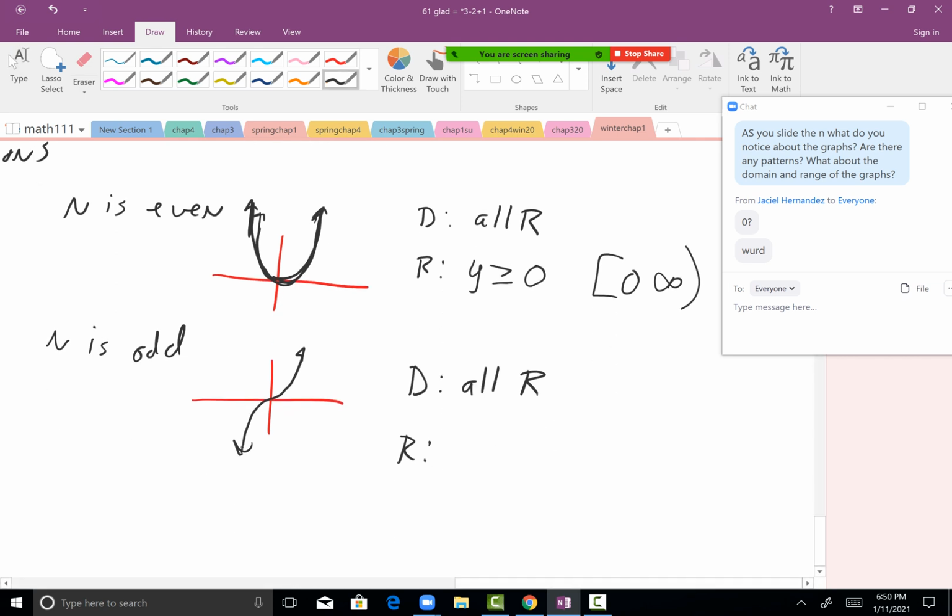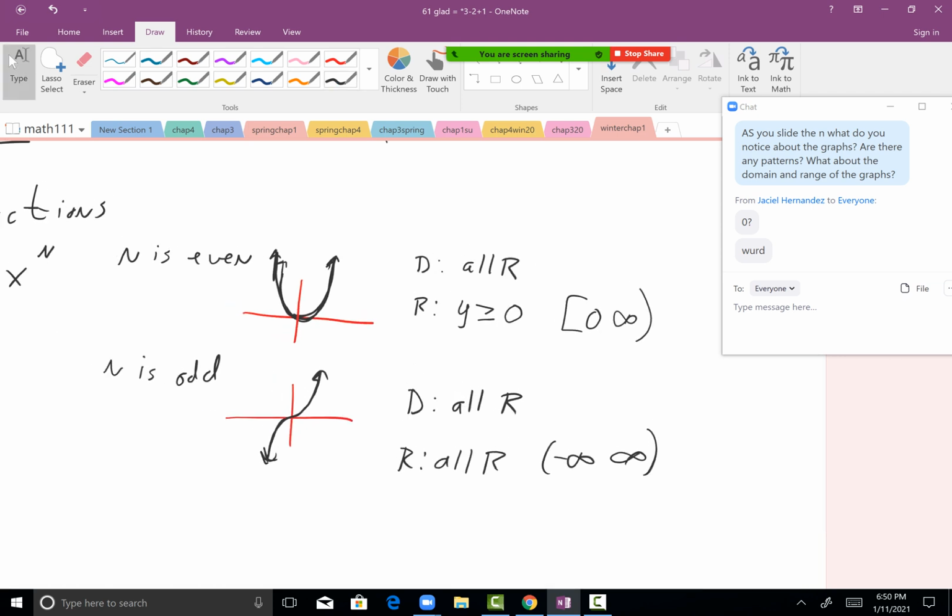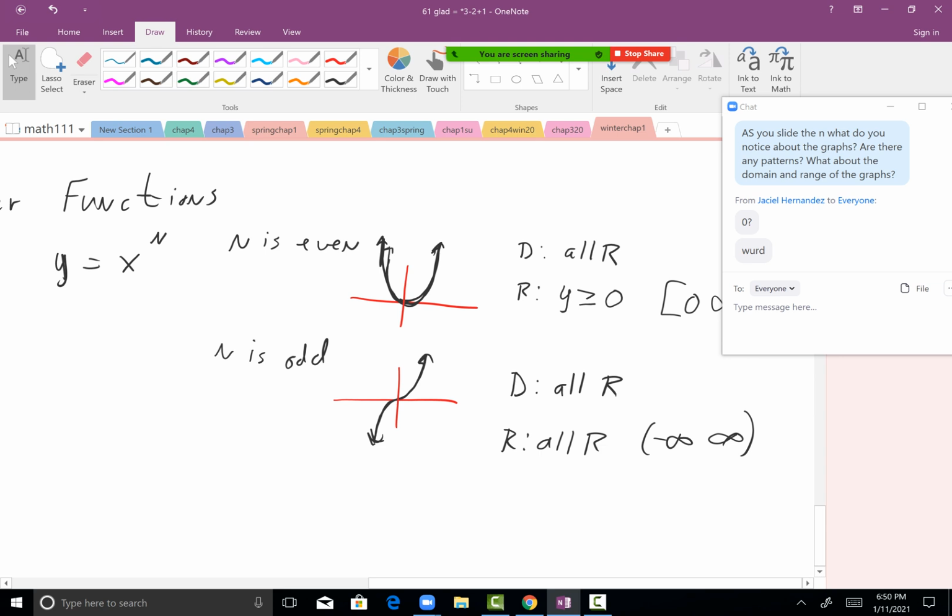Now this one is this squiggly thing, right? So what's the range on that? Negative infinity to infinity, all real numbers. Okay, so you could go like this. Sure, they mean the same thing. So these are called power functions. And that's how they work.